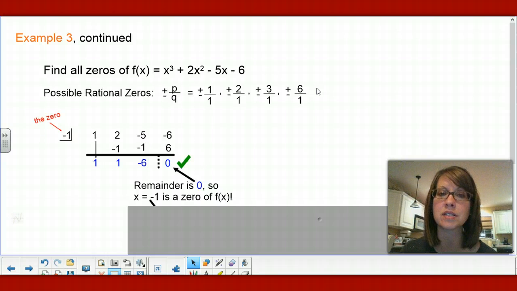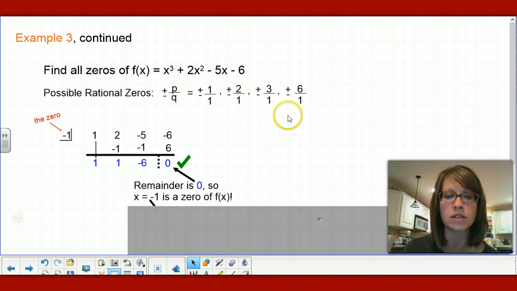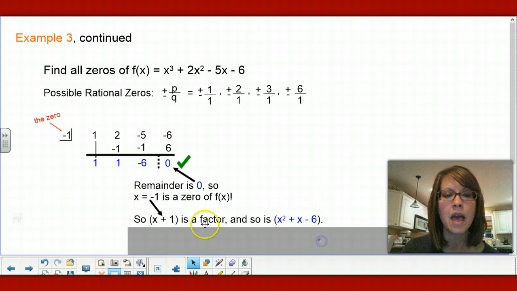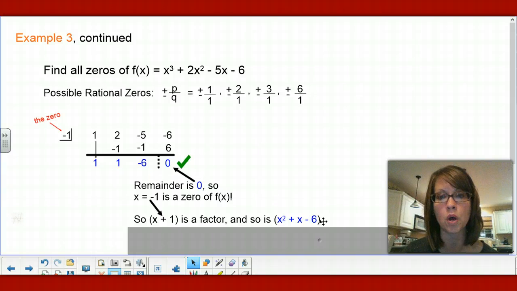Now we're back to the process that we worked on in 2.4. So we know x equals -1 is a 0. And remember that depressed polynomial? This 1, 1, -6 are the coefficients of our depressed polynomial, which I have written right here: 1x squared plus 1x minus 6. The other thing, if x equals -1 is a 0, then x plus 1 is the factor of f of x that produces this 0.